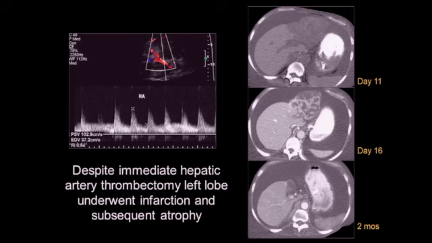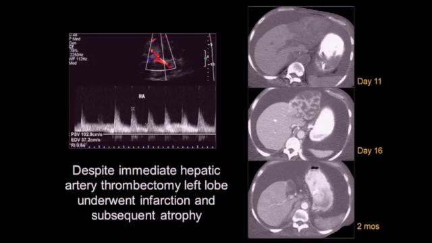The patient immediately went back to the operating room where an arterial thrombectomy was performed, which was able to reestablish the patient's flow, and that was fine. These are a series of CT scans at day 11, 16, and 2 months. Fortunately, the right lobe was preserved, but you can see that the left lobe infarcted and over time collapsed down. The patient had enough right lobe to survive. So this is not fulminant liver failure from primary graft non-function. This is what happens when there is an immediate thrombosis.